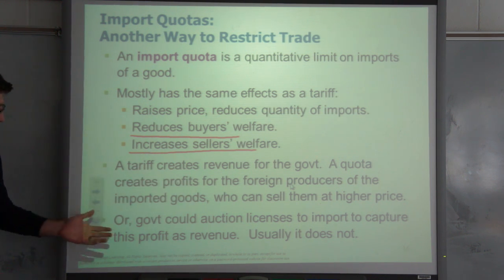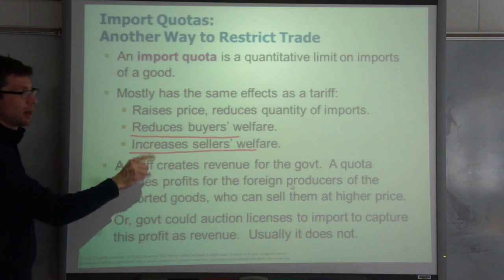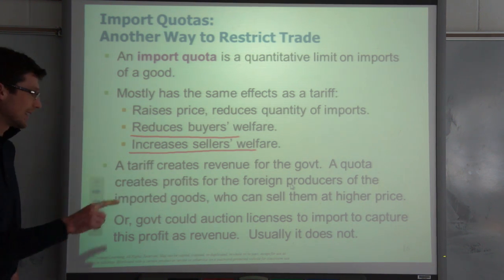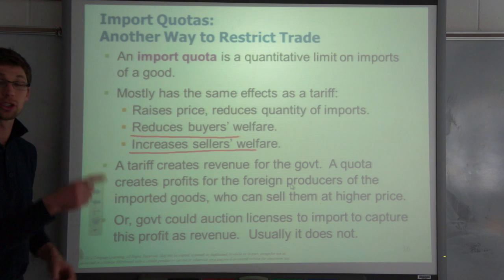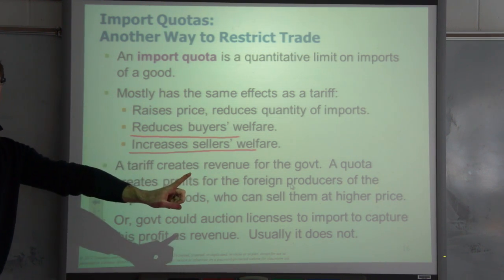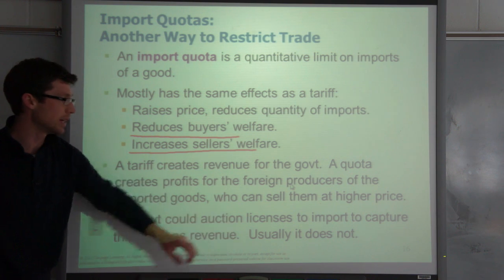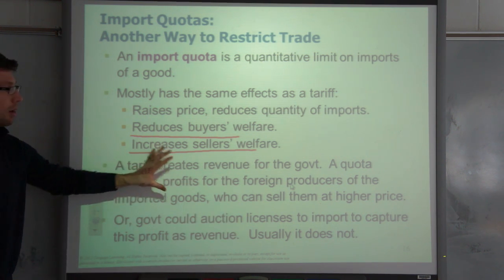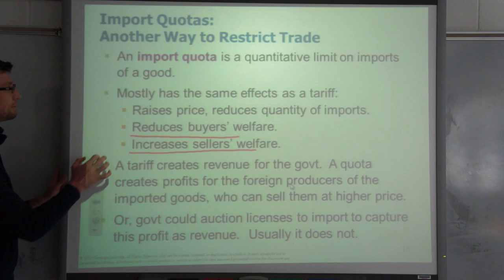Okay? And it says, or the government could auction licenses to imports to capture this profit as revenue. So, if they wanted to go the route of a quota, what they could do is sell those licenses. So if you want to import, you got to have a license. So I sell the license, and now you get an opportunity to import. I'd be raising revenue in that manner. It would look almost identical to the tariff.